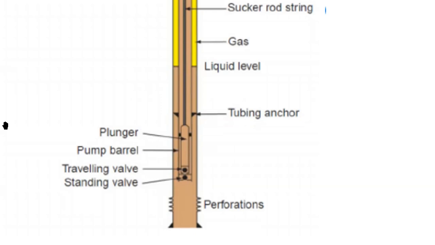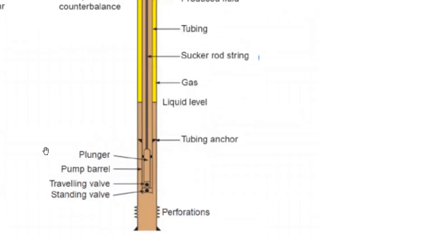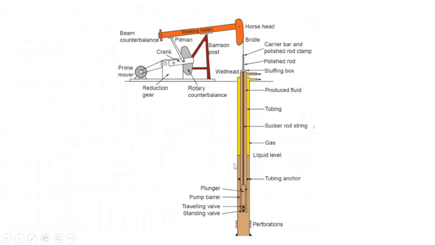The surface unit should be able to carry the loads of the fluids and the rod. So in highly deviated wells, this kind of system is not applicable. Why? Because the rod will have some friction and side loads with the tubing, and this will lead to problems like erosion in the tubing or breaking of the rod string. So this is not applicable in highly deviated and high dog leg severity wells.